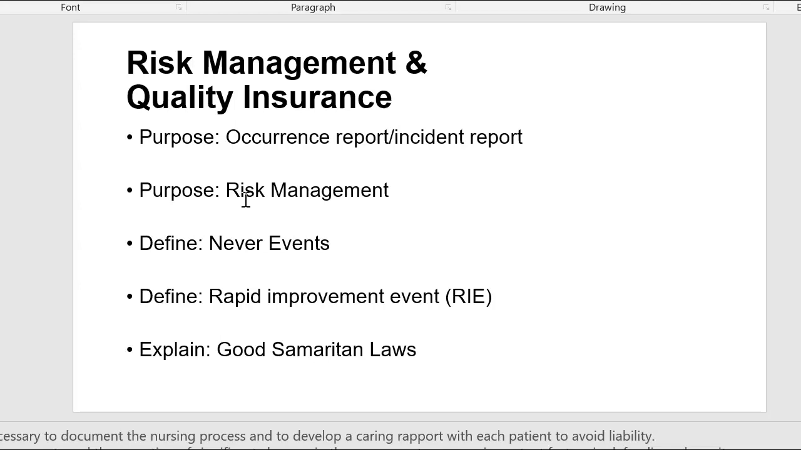Risk management and quality improvement. The Joint Commission has a mandated system of ensuring appropriate nursing care that attempts to identify potential hazards and eliminate them before harm occurs.